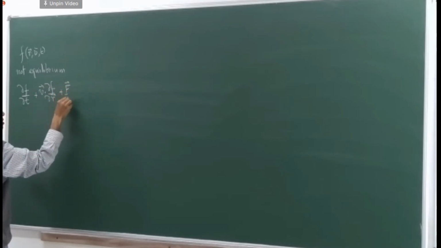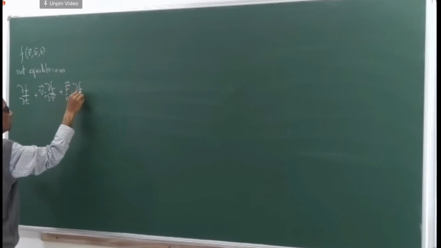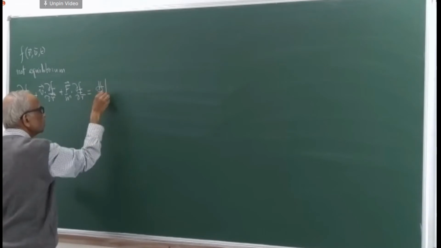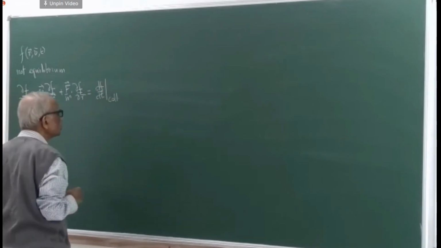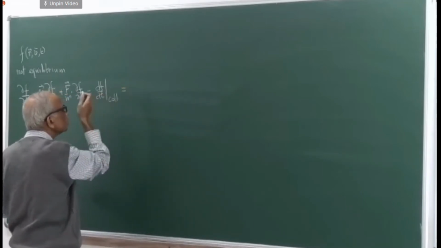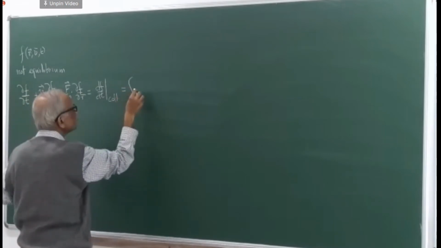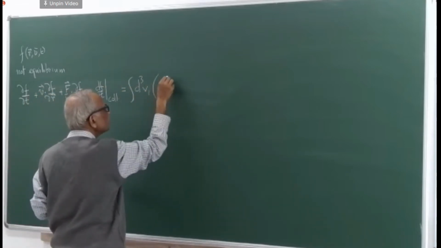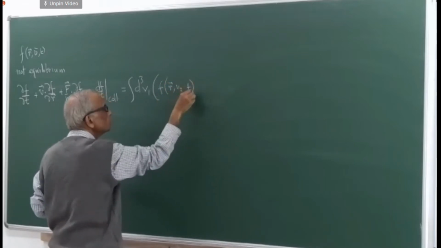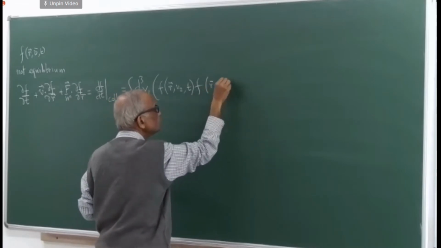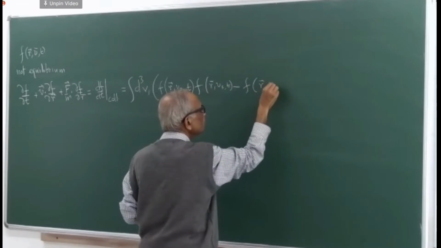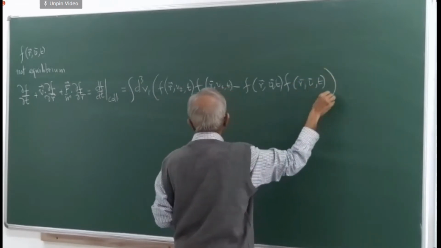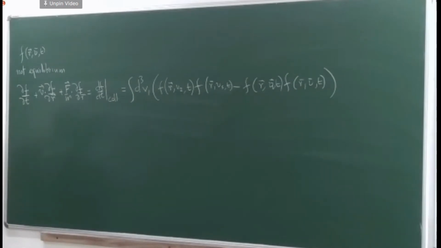And then there is the movement because there can be an external force, and this is equal to the rate of change due to collision, and this is equal to the integral d³v1 of f(r,v2,t) f(r,v3,t) minus f(r,v1,t) f(r,v,t). So that's the rate of change by collision.